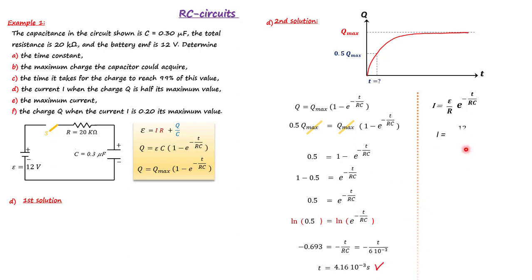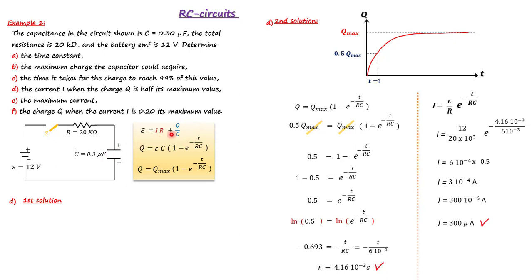So I have 12 over 20 times 10 to the 3, this is 20 kilo ohm, then e to the minus 4.16 times 10 to the minus 3 divided by 6 times 10 to the minus 3. So this part is 6 times 10 to the minus 4, and times this part is 0.5. So the final result is 3 times 10 to the minus 4 ampere, or 300 times 10 to the minus 6 ampere, or 300 microampere.